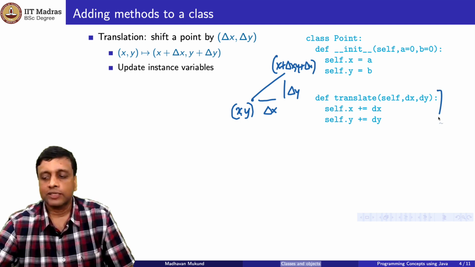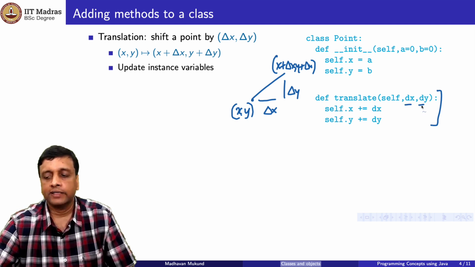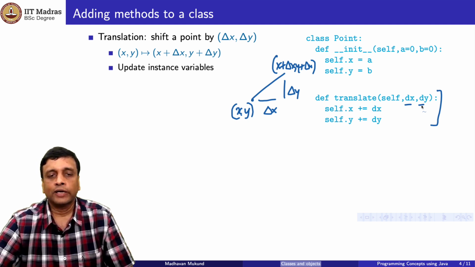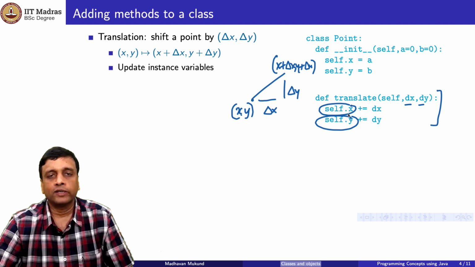So here is a function which does this translation, as it's called in geometry. We translate this point by an amount dx and dy, where dx stands for the delta x and dy for the delta y. Naturally, what we do is we update the instance variables. We have a self.x and a self.y which currently hold the values corresponding to the position of the point now. We want to now make x into x plus dx.